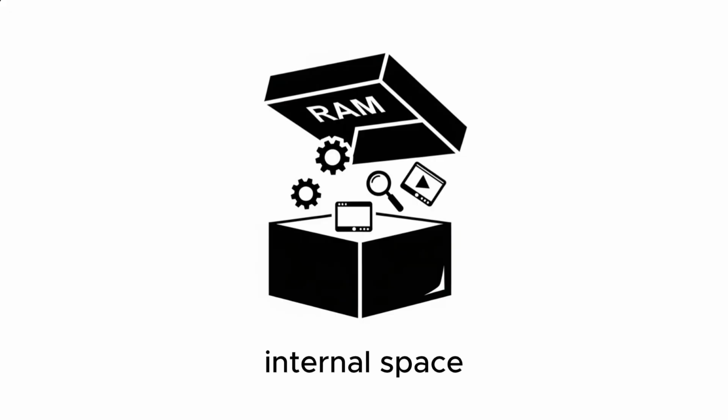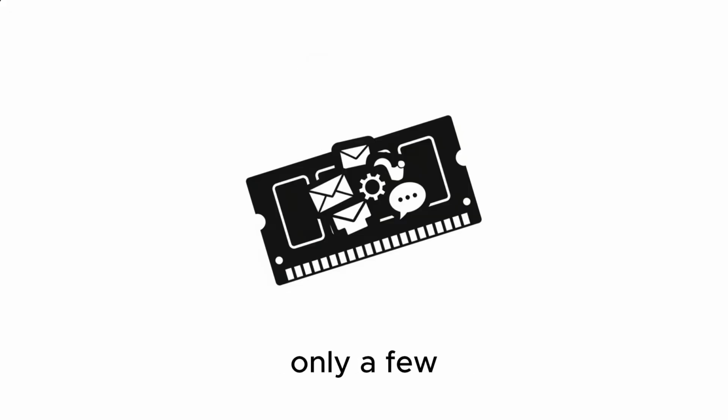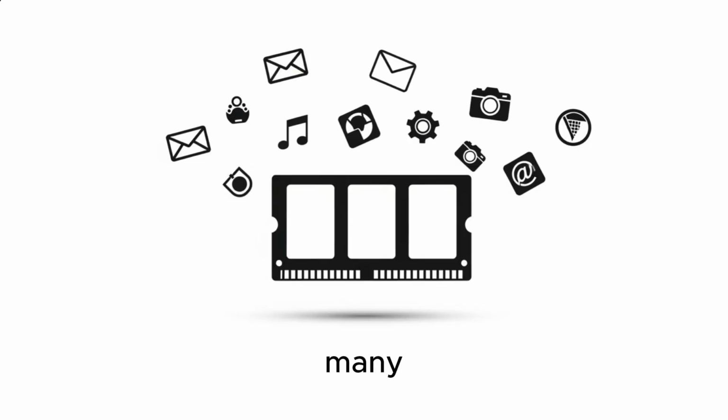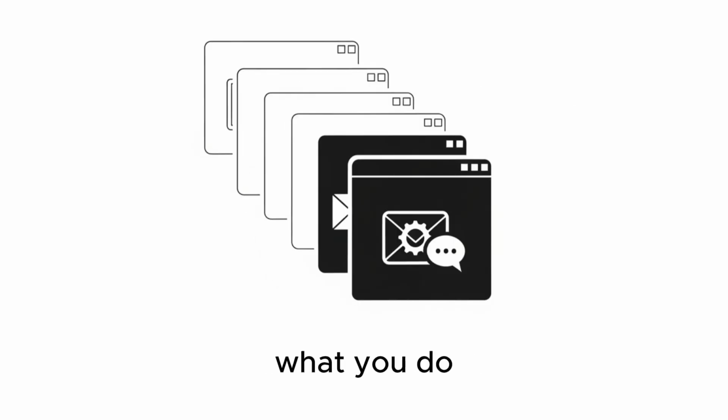RAM is that internal space where all the applications you're using right now live. If the RAM is small, only a few applications fit. If the RAM is big, many applications can run at the same time. What you do doesn't change. What changes is how many things you can keep open.